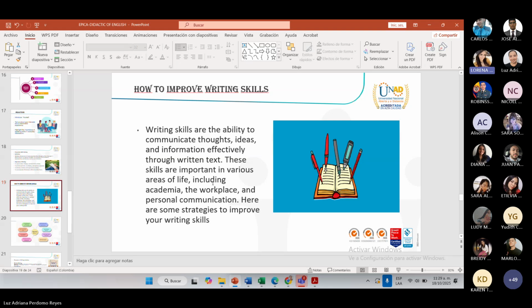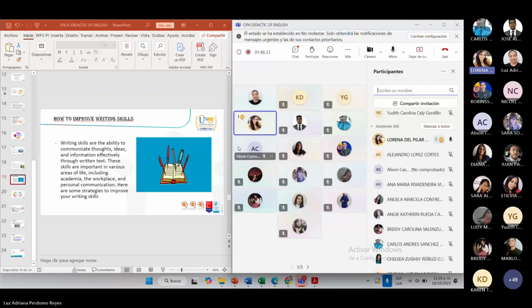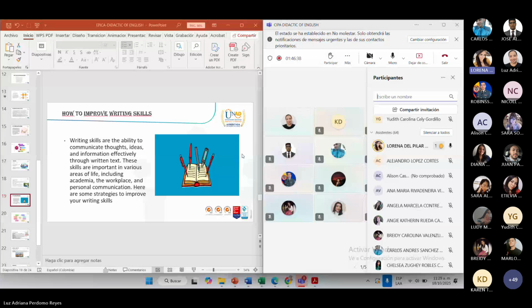Yes. At the beginning it was the speaking and writing, right? Because the listening and reading were good for me, but writing is so difficult. I don't know why, but they have different structures.